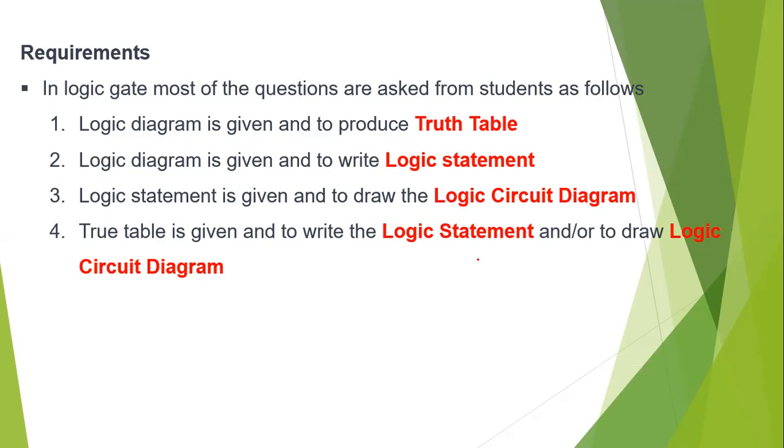Third requirement can be: a logic statement is given and you draw the logic circuit diagram, and after that you may have to produce a truth table. It depends on the question. Fourth requirement, which is very rare but can come: a truth table is given and you write the logic statement and/or draw the logic circuit diagram. So these 4 kinds of questions can come in your syllabus.